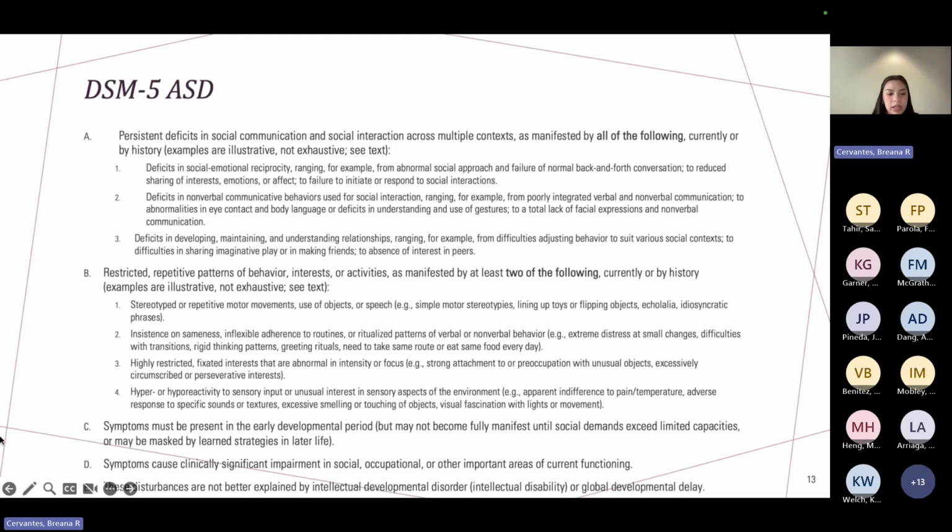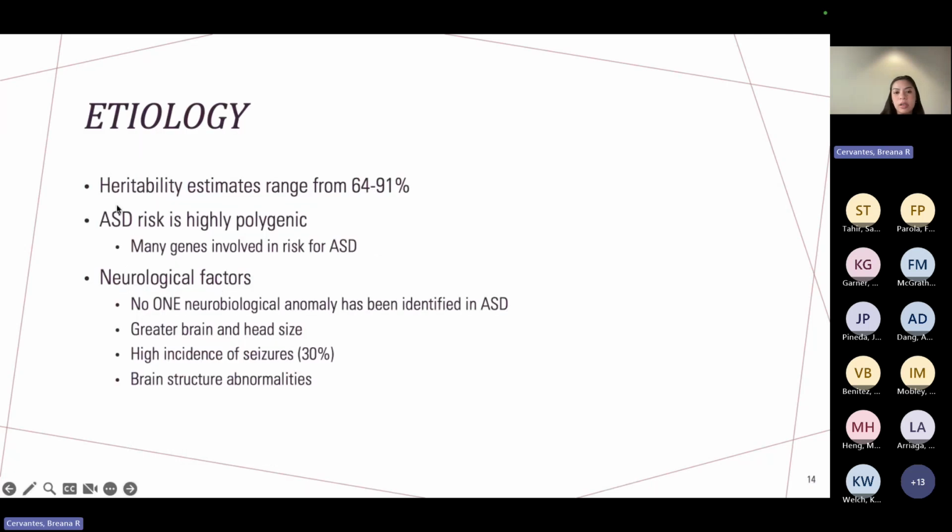C, D, and E, which is kind of cut off at the bottom, are all the things I said earlier, and needs to be present in an early developmental period, needs to cause impairment or distress, and needs to not be explained by some other disorder. Okay, so that's what the presentation of a diagnosis would look like. In terms of etiology, so how does it occur?